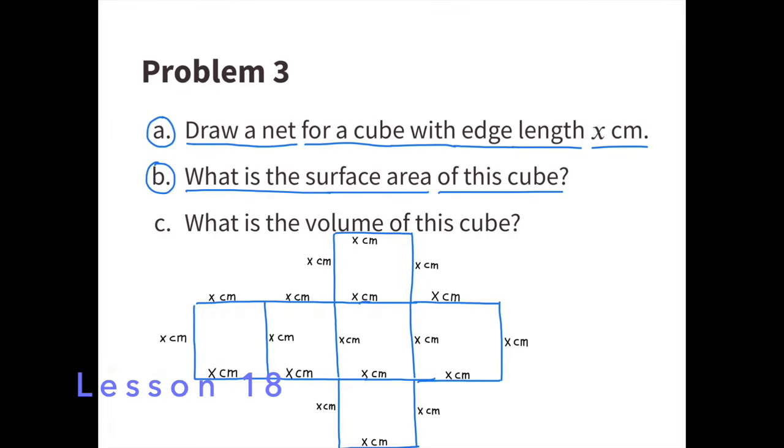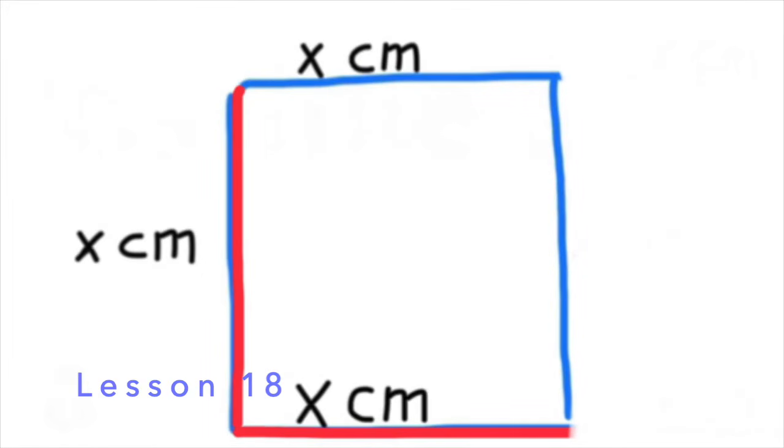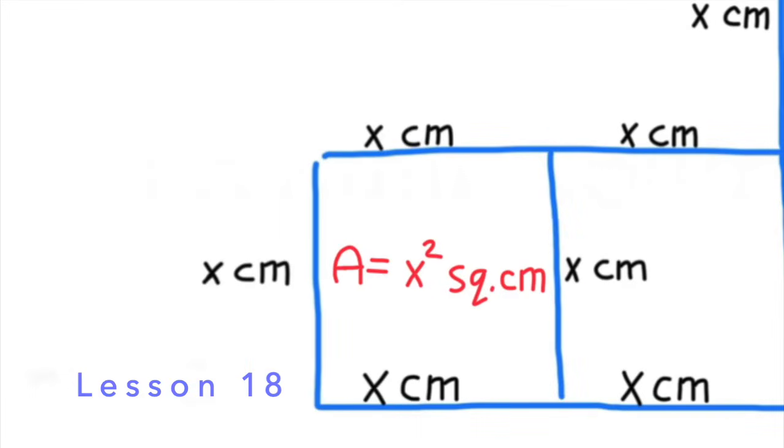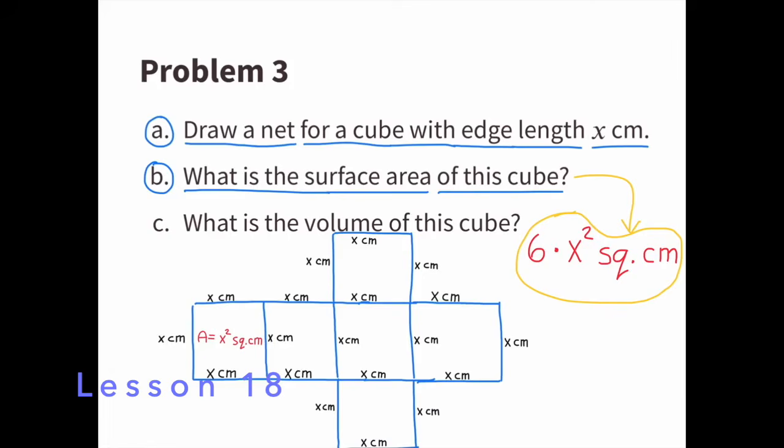B. What is the surface area of this cube? That's also like asking, what is the surface area of this net? Each of the 6 squares in the net has a side length of x centimeters, and x times x equals x squared. So the area of each square would be x squared square centimeters, or x to the second power square centimeters. Since there's 6 squares, all with the same area, the surface area of the cube, or the surface area of the net, will be 6 times x to the second power square centimeters.